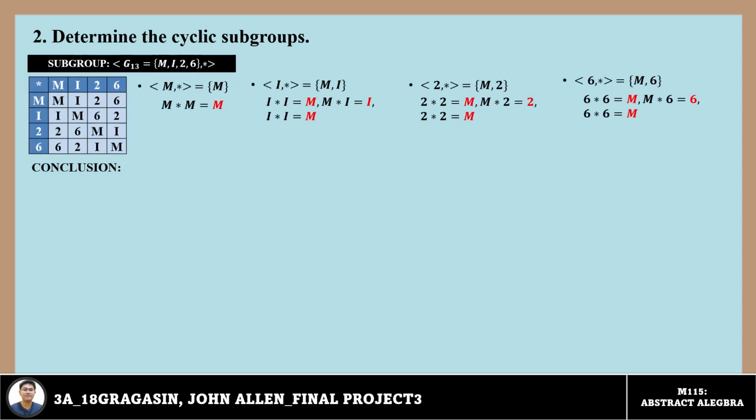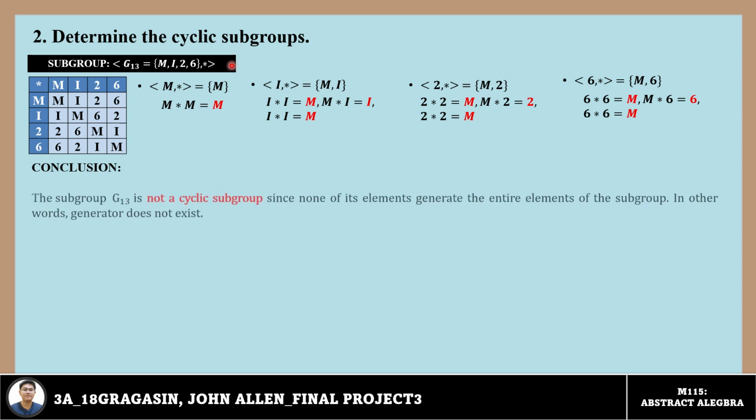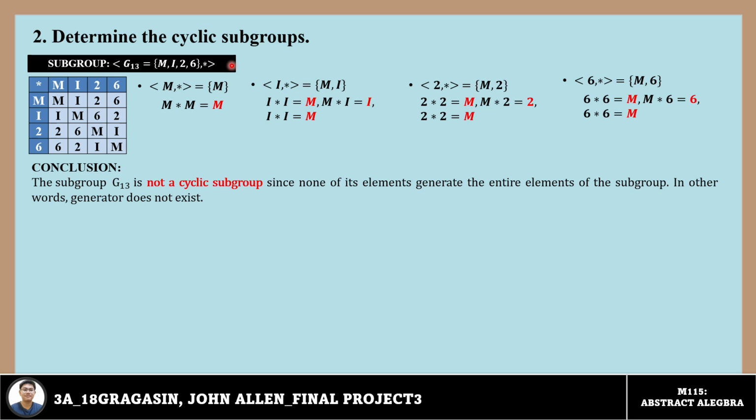Next, we have the subgroup G sub 13 with elements M, I, 2, and 6 under the binary operation star. As you can see here, M, I, 2, and 6 don't generate the entire elements in G sub 13. Therefore, a generator does not exist, and then we can conclude that G sub 13 is not a cyclic subgroup.